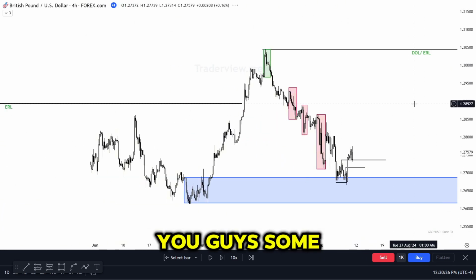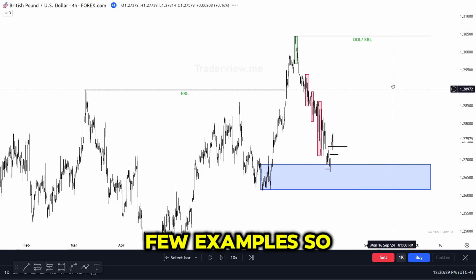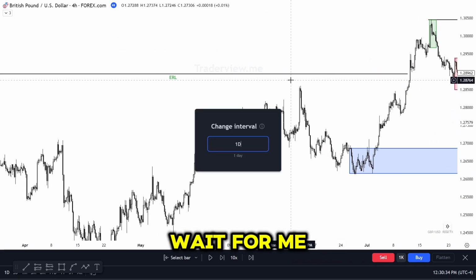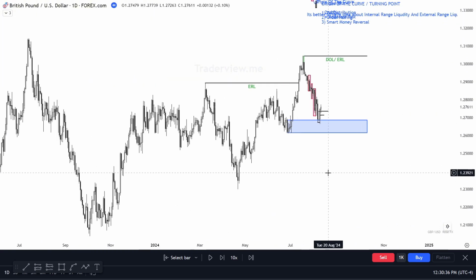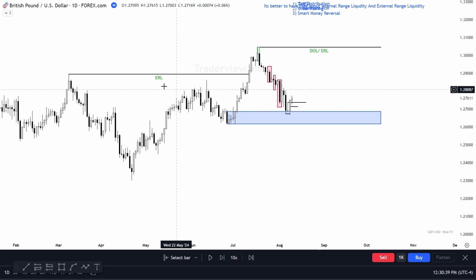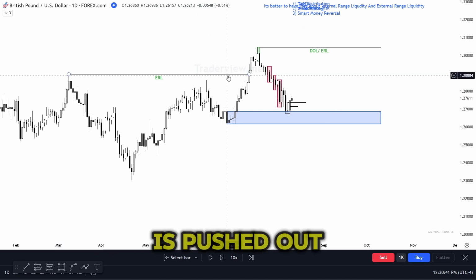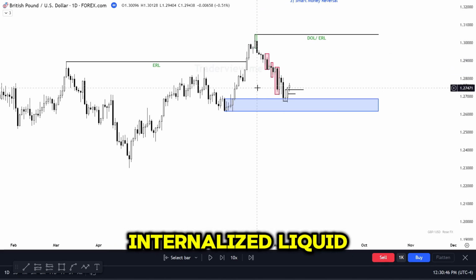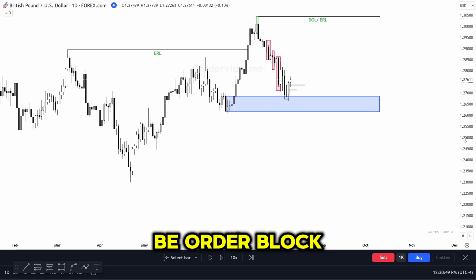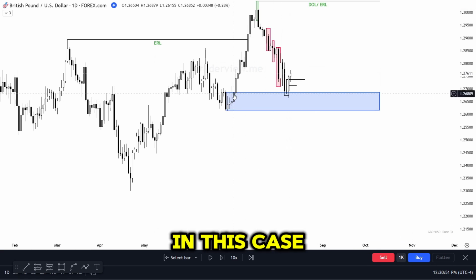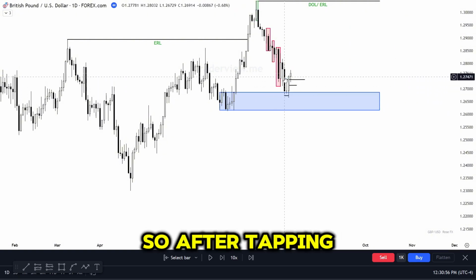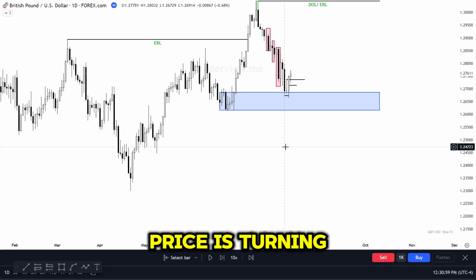I can show you some examples. Over here you can see the external range liquidity. Wait a minute, go to the daily time frame. Over here you can see the external range liquidity is pushed out, and I'm waiting for the reversal back to the internal range liquidity. Most of the time internal range liquidity will be an order block or a fair value gap. In this case it's an order block, a daily order block over here. After tapping into that zone, I have to confirm that the price is turning, or that the order flow is shifting. So how do I do that?